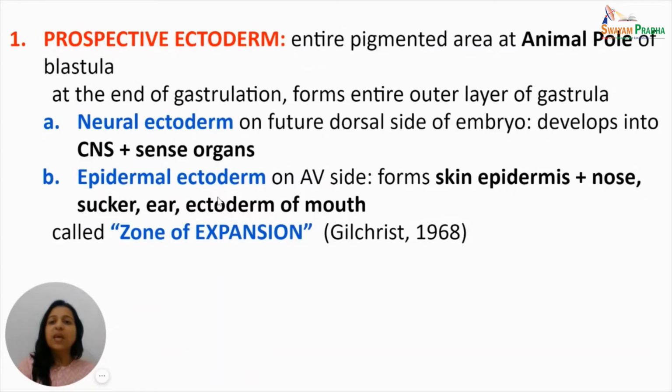The second type is the epidermal ectoderm, which is present on the anteroventral side. It forms the skin epidermis, nose, suckers, ear and ectoderm of mouth in the embryo. Prospective ectoderm is called the zone of expansion since it expands all over the outside of the embryo during gastrulation.